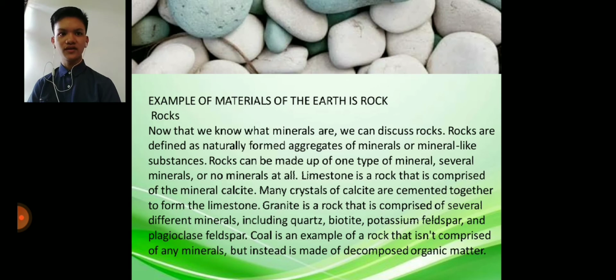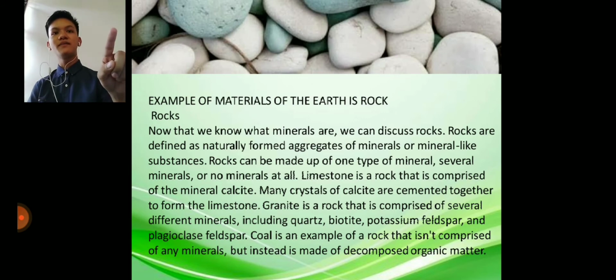Granite is a rock that is comprised of several different minerals, including quartz, biotite, potassium feldspar, and plagioclase feldspar. Coal is an example of a rock that isn't comprised of any minerals, but instead is made of decomposed organic matter. The picture above is the representation of rocks.